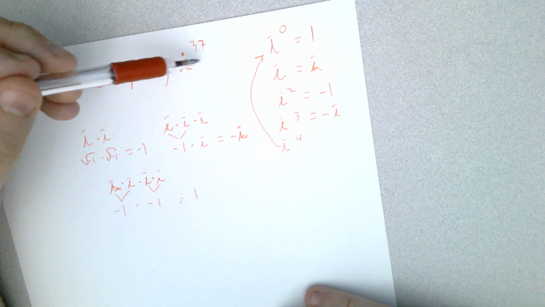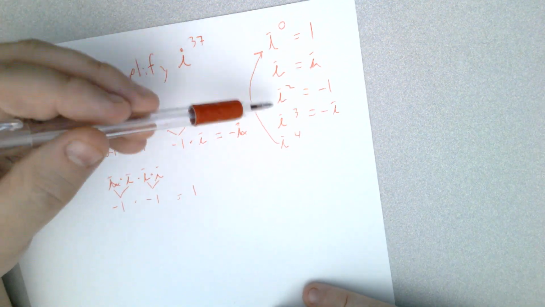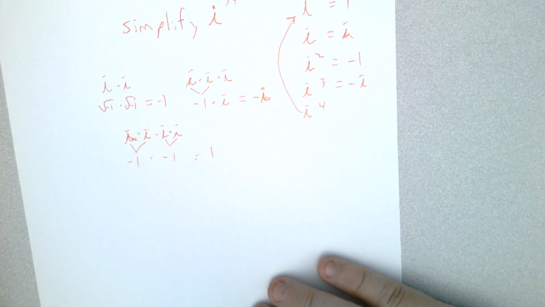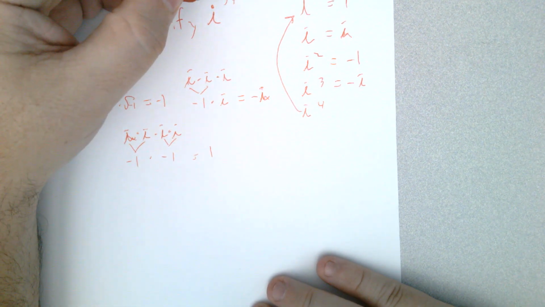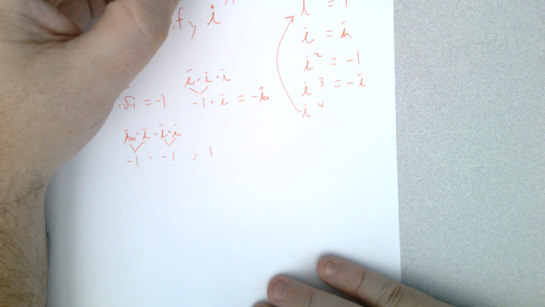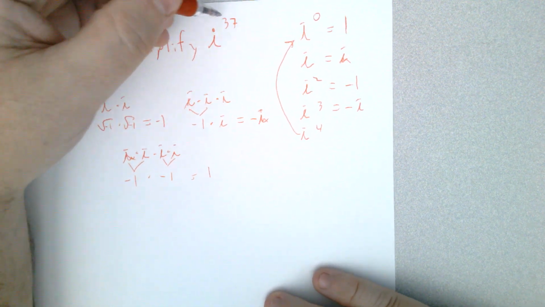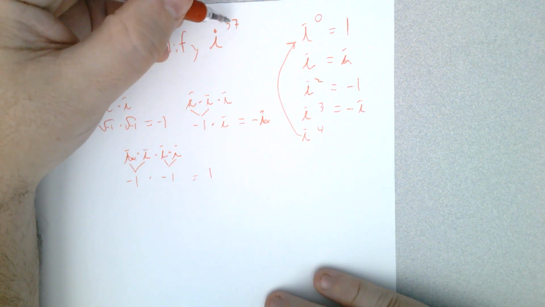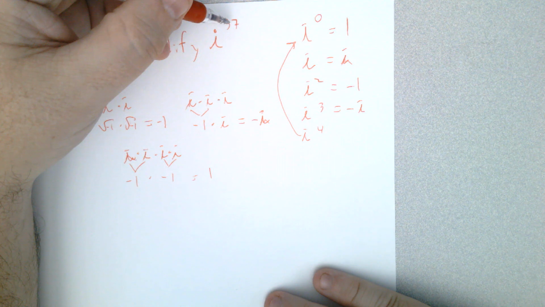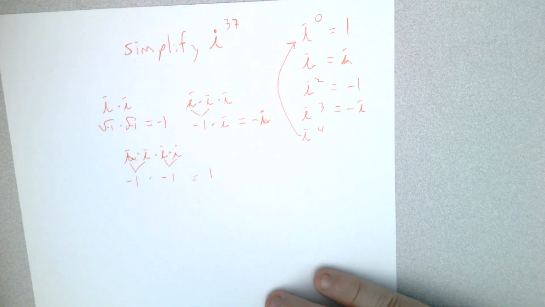So to reduce this i to the 37th down to one of these four solutions, there's a couple ways we can do it, but basically we pull the highest power of 4 out of here, and then see what's left over, what our remainder is.